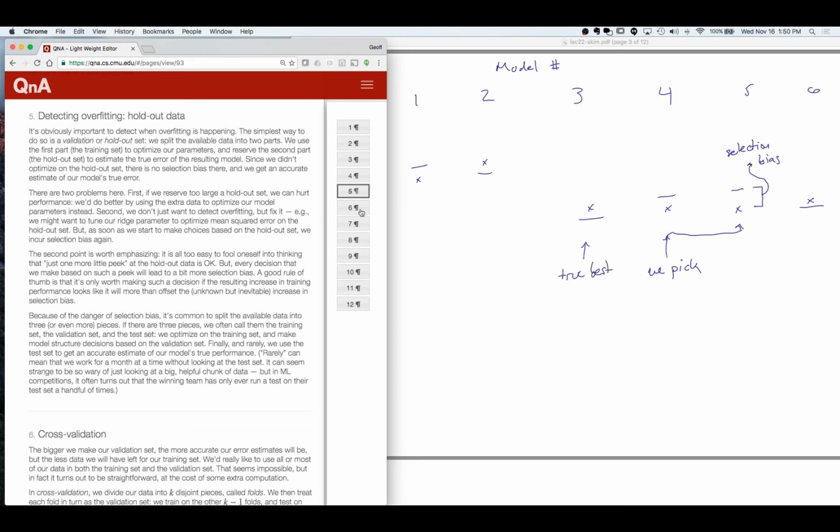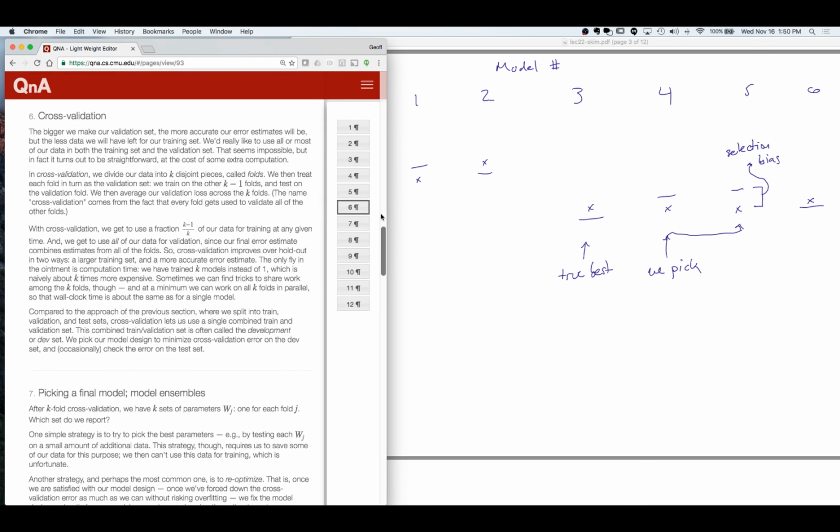So we really are in a catch-22, right? Our data has to be either in our holdout set locked away or in our training set, at which point we can use it for training, but we can't use it to tune our ridge parameter, for example. So are we stuck? Thankfully, no. There's this cool trick that you've probably heard of called cross-validation.